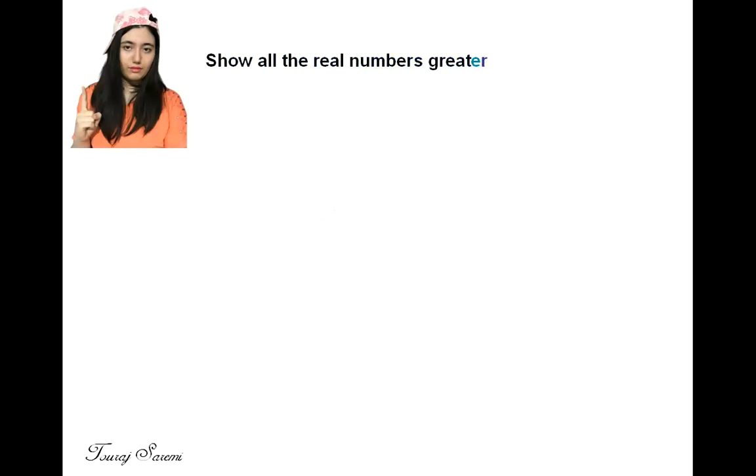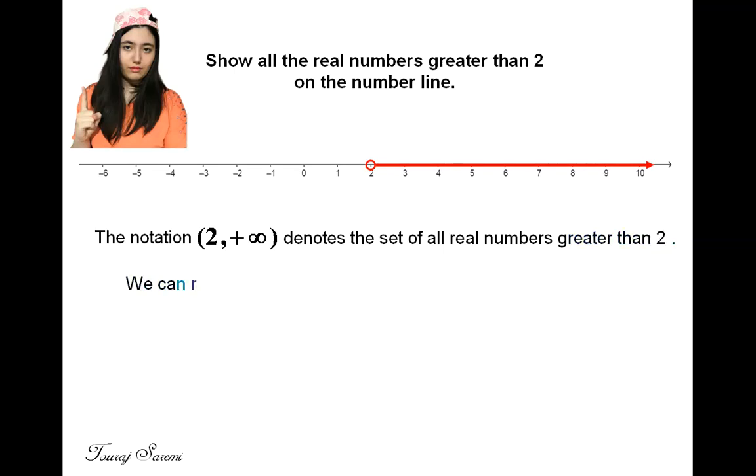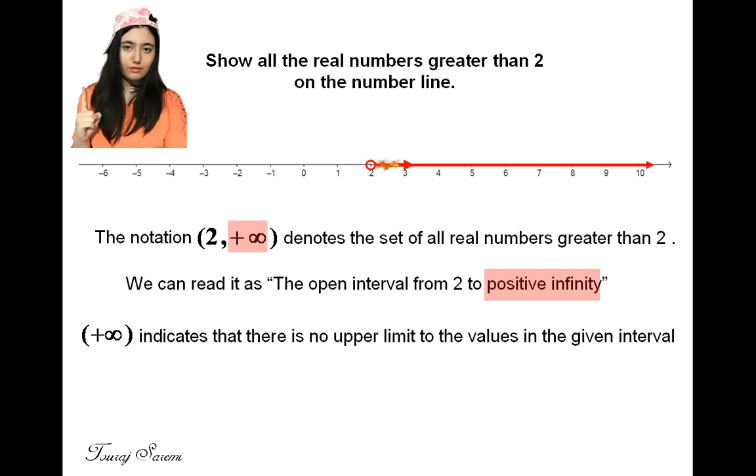Show all the real numbers greater than 2 on the number line. The notation denotes the set of all real numbers greater than 2. We can read it as the open interval from 2 to positive infinity. Positive infinity indicates that there is no upper limit to the values in the given interval. We can express x greater than a as the open interval from a to positive infinity.